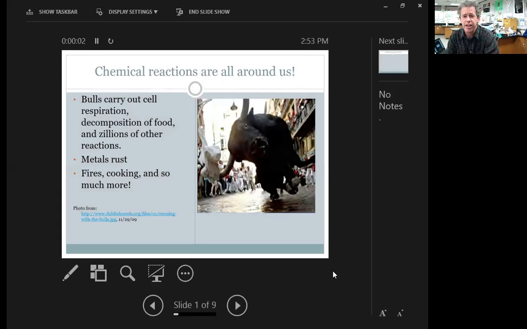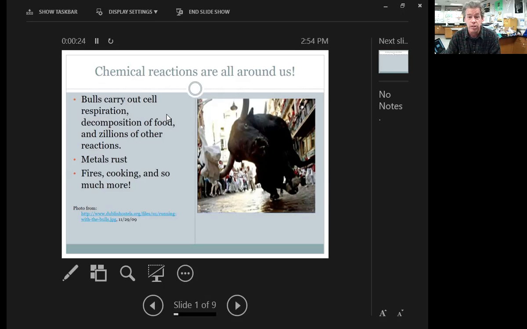Right, so chemical reactions, they're all around us. So here we have them running the bulls in Pamplona in Spain. And they're running and doing all sorts of crazy things. And to get the energy, they have to carry out cell respiration and convert oxygen and glucose into ATP and carbon dioxide and water. And that's a chemical reaction.